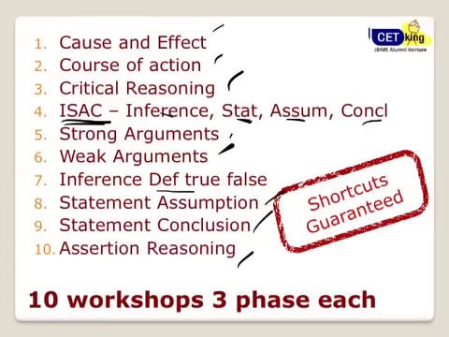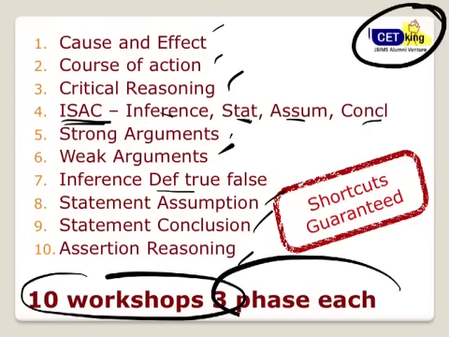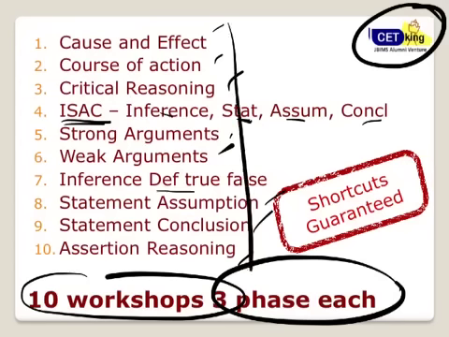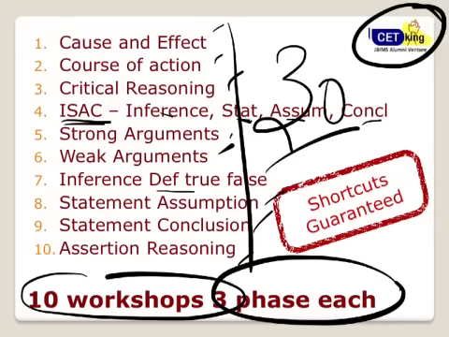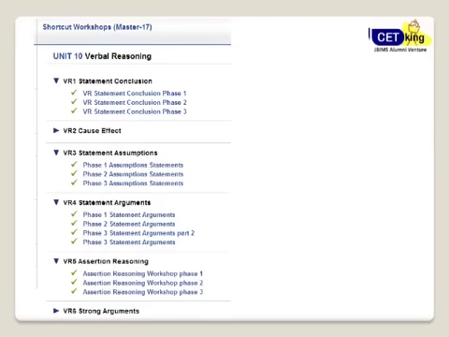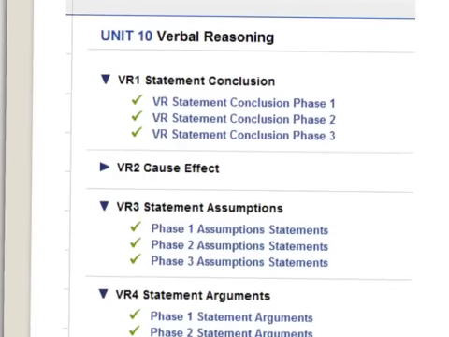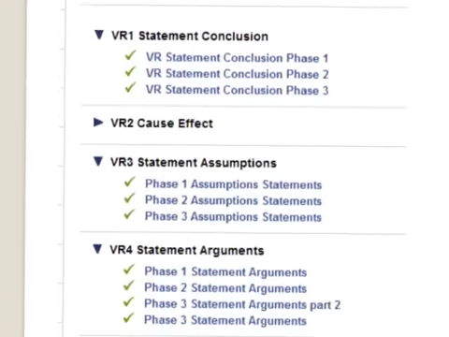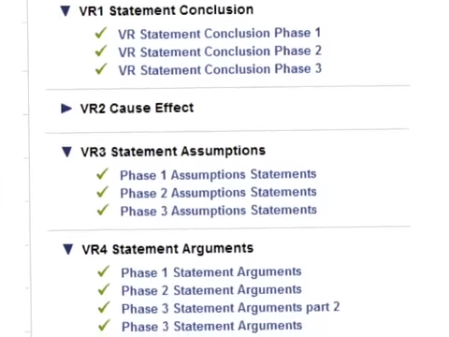And if you are joining us at Cetking, we are going to have 10 workshops on each of them with three phases: phase 1, phase 2, phase 3 for each of the topics. So a total of 30 workshops are going to be there, obviously with the promise that there will be shortcuts and everything will be covered. So in this video, we're going to give an example of how we are going to go about that. That's how your dashboard will look once you log in. Unit number 10 is your verbal reasoning. Statement conclusion, phase 1, phase 2, phase 3.